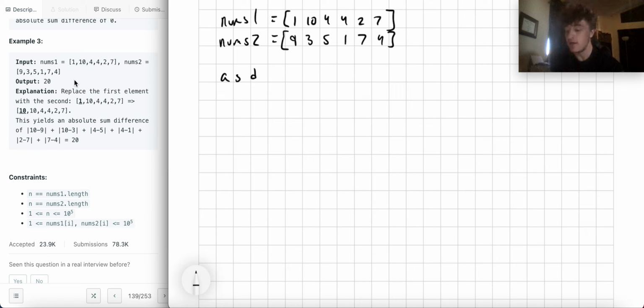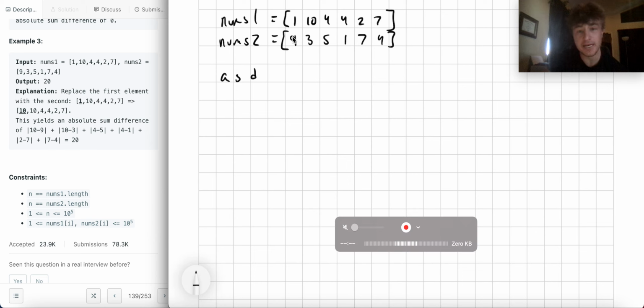The absolute sum difference is, well, you take the absolute value. Now, the absolute value is what? It's the positive version of anything, right? So we take each element at each index and find the absolute difference between them, and then we sum it together.